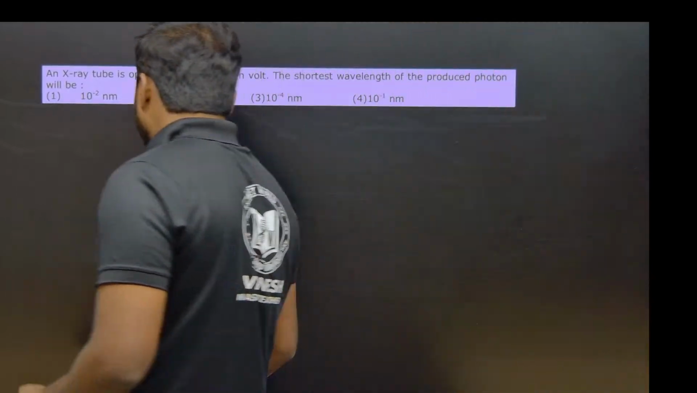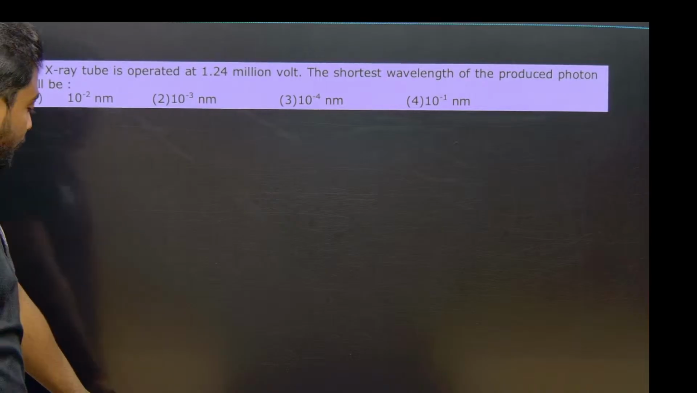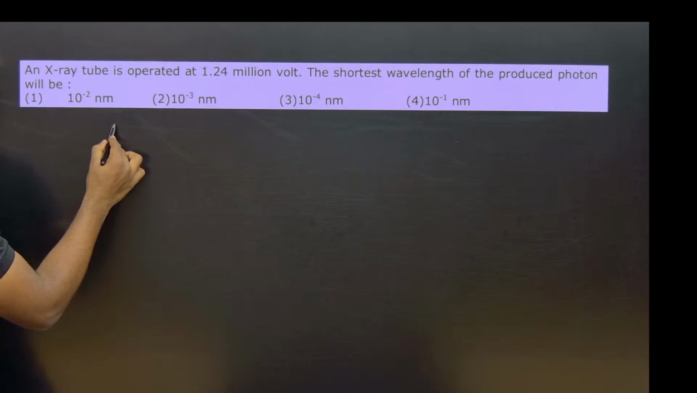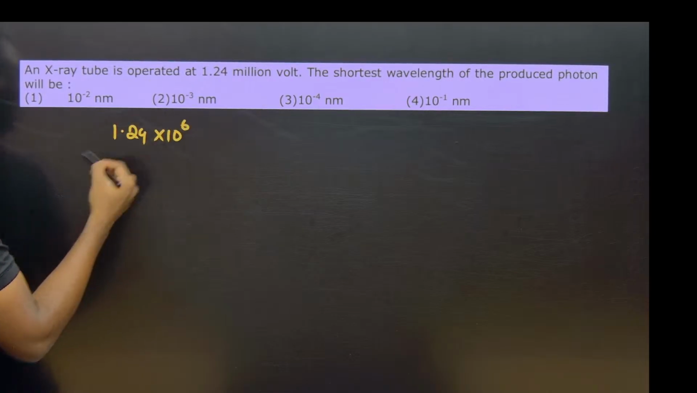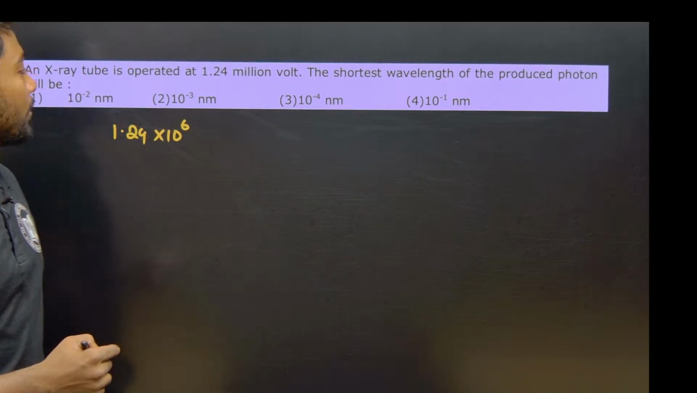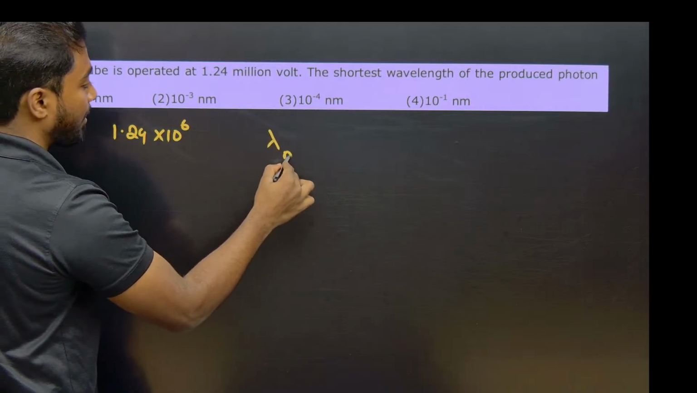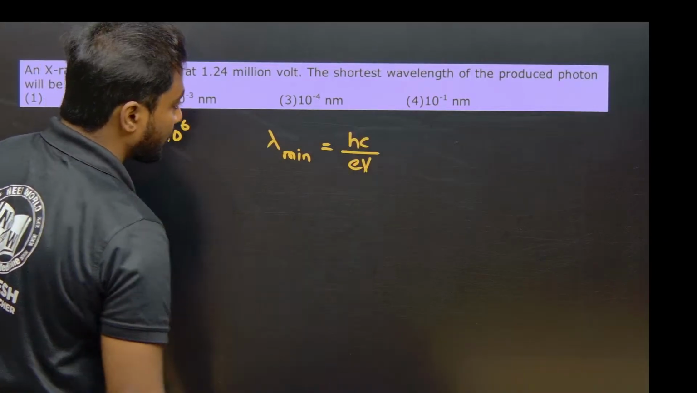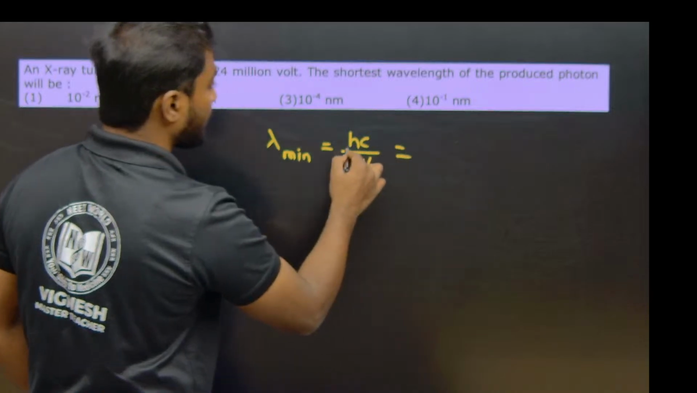So an X-ray tube is operated at 1.24 million volt. 1.24 million volt can be written as 10 power 6. The shortest wavelength of the produced photon will be? So the shortest wavelength, lambda minimum, they are asking. So hc by eV, this is the formula.